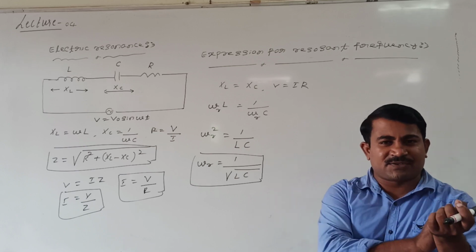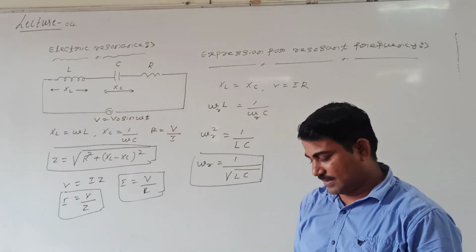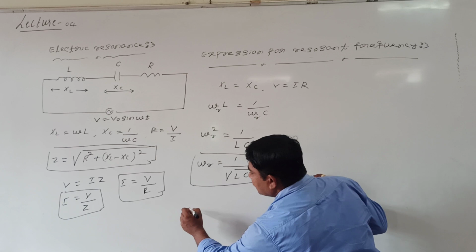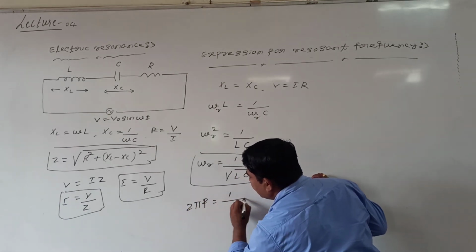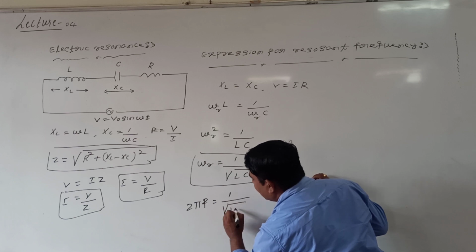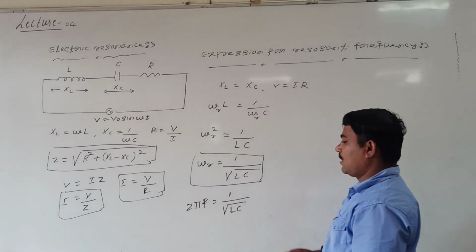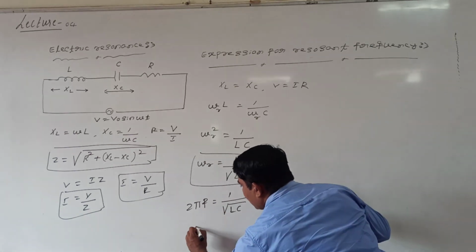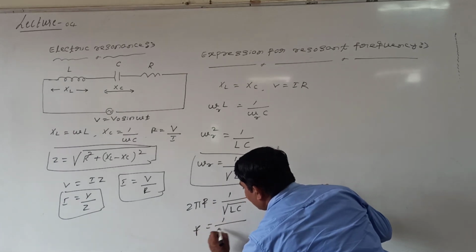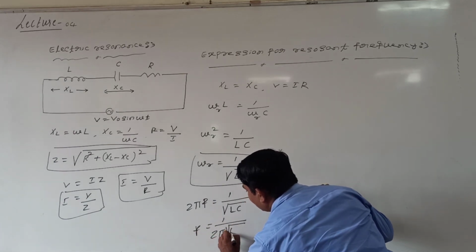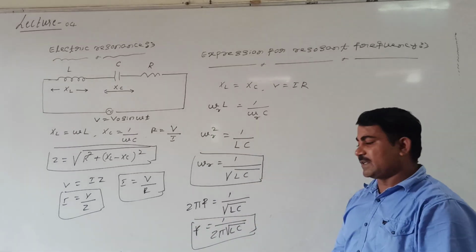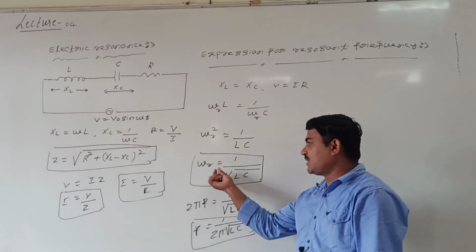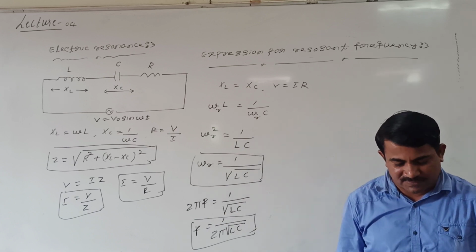If I take linear resonant frequency, then how to take? See here, very simple. Omega is equal to 2 pi F, which is equal to 1 divided by root LC. Or what is the F value from this again? F is equal to 1 divided by 2 pi under root of LC. This I can call linear resonant frequency, and this I can call angular resonant frequency.